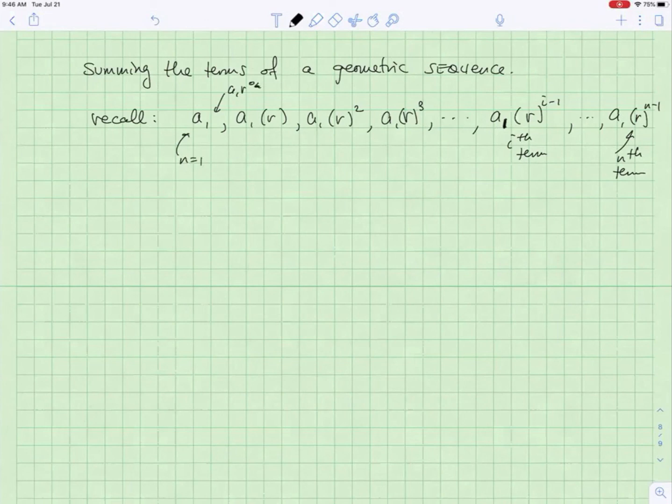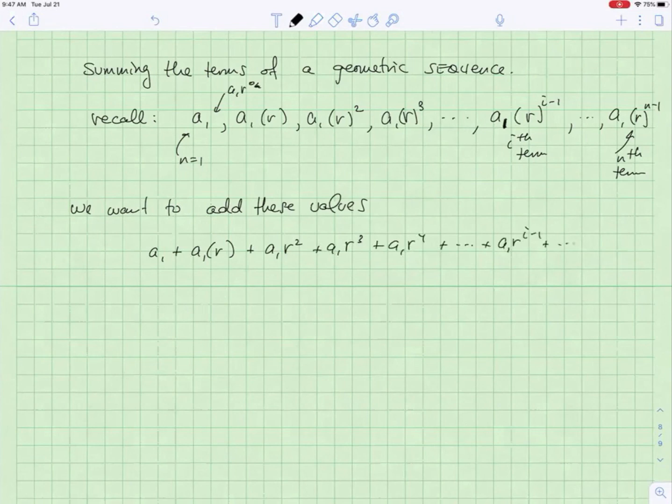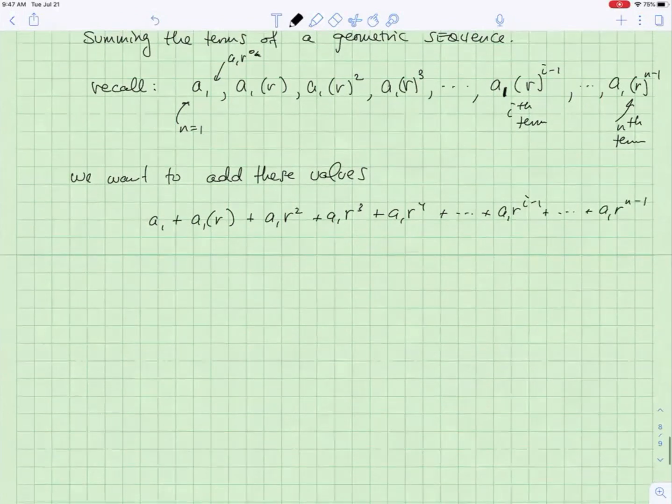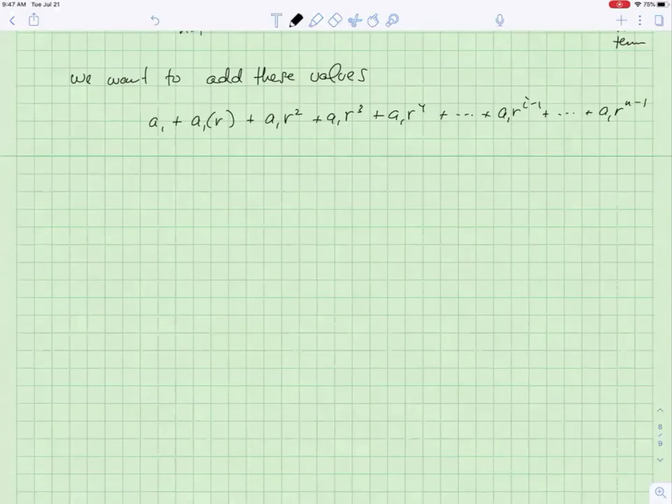Okay, so what we want to do is add these values: A1 plus A1R plus A1R squared plus A1R cubed plus A1R to the fourth plus dot dot dot plus A1R to the i minus 1 plus dot dot dot A1R to the n minus 1. We'd like to add all of those up. In order to do this, we're going to have to do something clever.